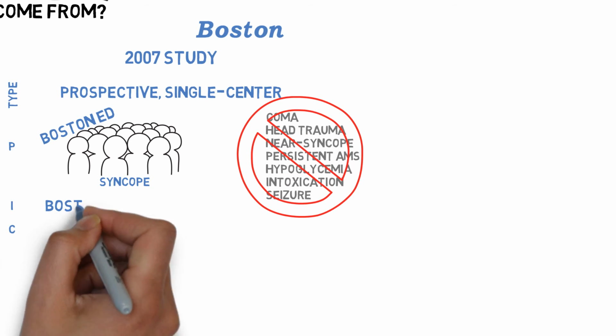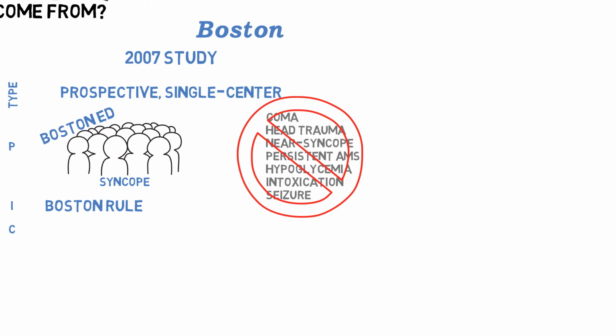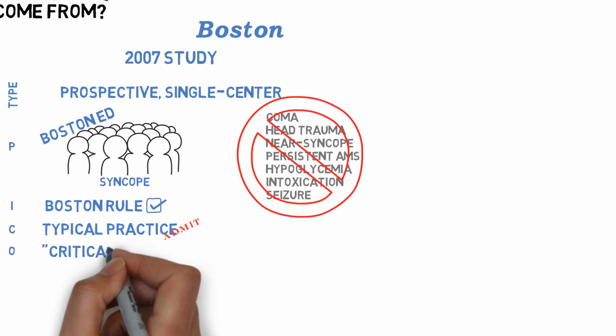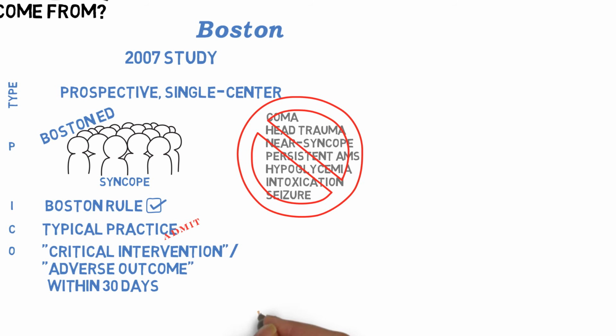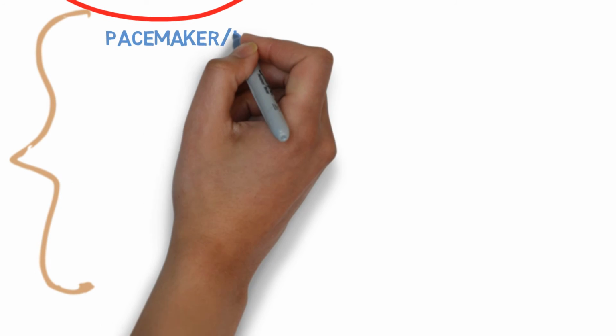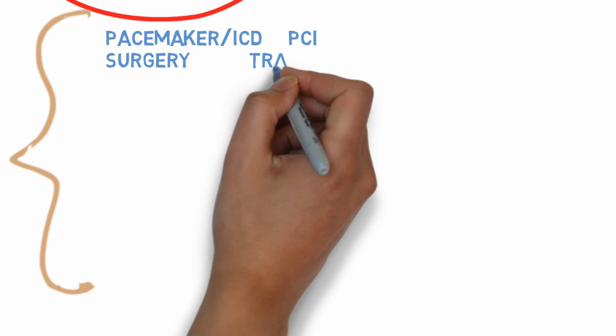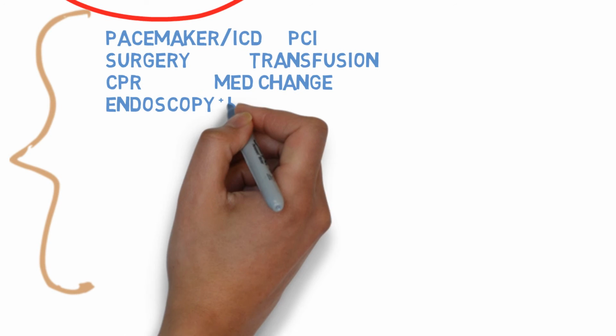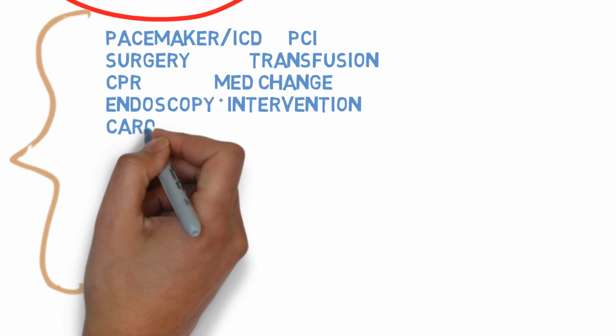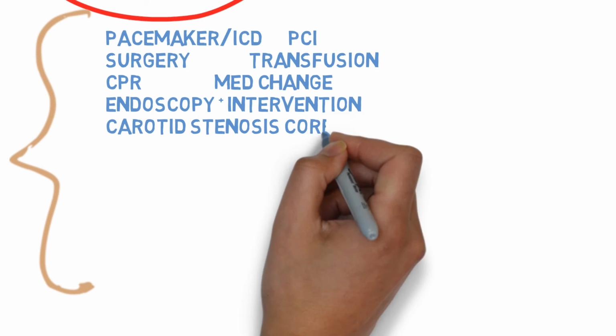The intervention was patient admission based on being positive for at least one of the Boston criteria, and the control was admission based on typical practice, just like in the previous studies we have discussed. For their outcome measure, the authors used critical intervention or adverse outcome within 30 days. Critical interventions included placement of pacemaker or implantable cardiac device, percutaneous coronary intervention, surgery, blood transfusion, CPR, change in antidysrhythmia medication, endoscopy with intervention, or correction of carotid stenosis.